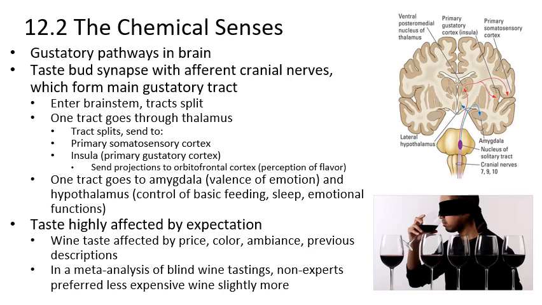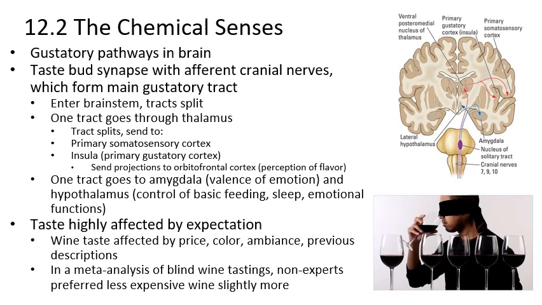Another tract after the brainstem split goes to the amygdala, which is again responsible for valence of emotion, emotional memory, and the hypothalamus. Hypothalamus controls basic feeding, sleep, emotional functions. We'll talk more about the hypothalamus in some sections that are coming up.